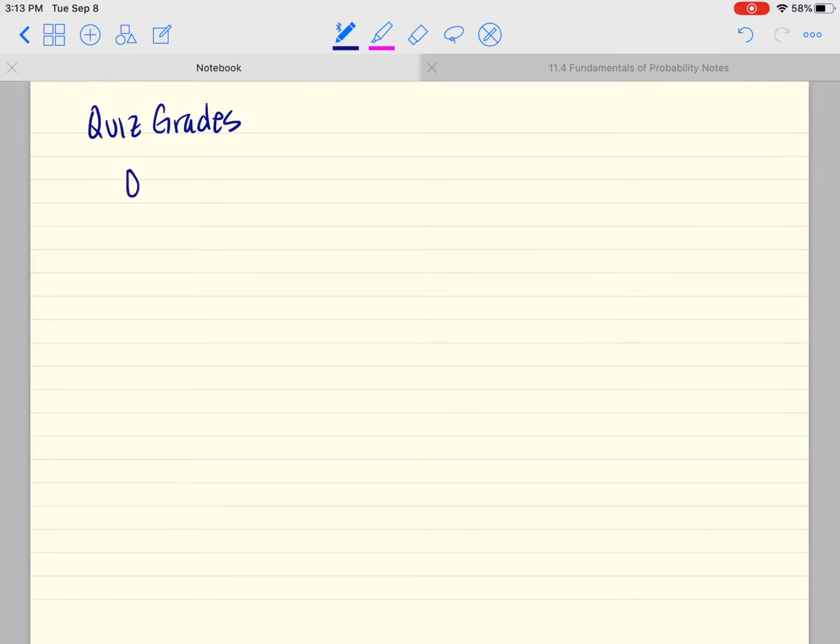Well, quiz grades range from 0% to 100%, right? So from 0 to 100%, that's technically 101 different scores that are possible. You with me? Okay, there's 101 different scores that are possible. So if you wanted to know the probability of getting an A, well, how many of those scores are A's?